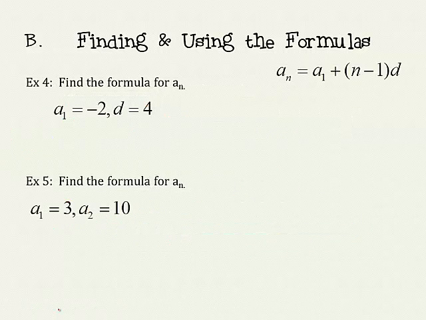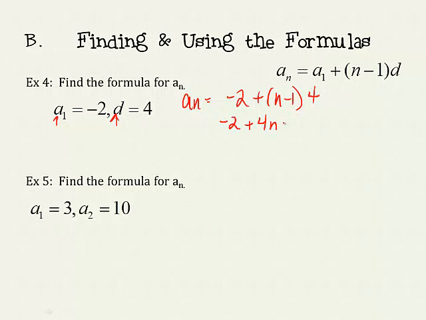So here's another one. Find the formula for this sequence. a sub 1, and here's d, so I just plug it in. a sub n equals negative 2 plus n minus 1 times d, which is 4. 4 times n is 4n, minus 1 times 4 is negative 4. So 4n minus 6. That's my equation for the a sub n sequence.